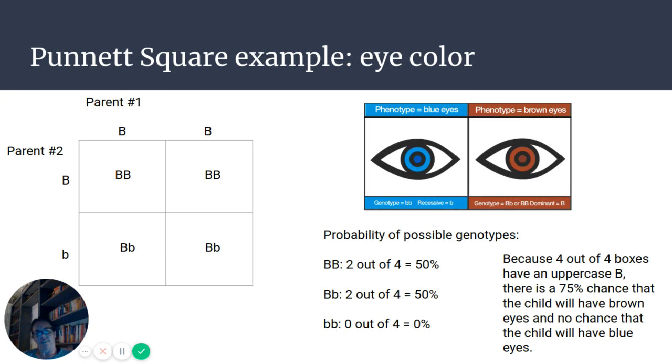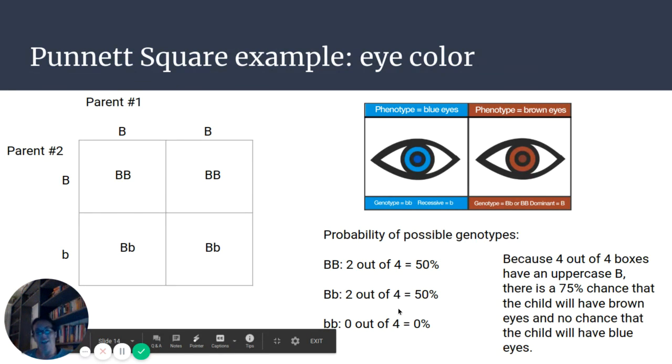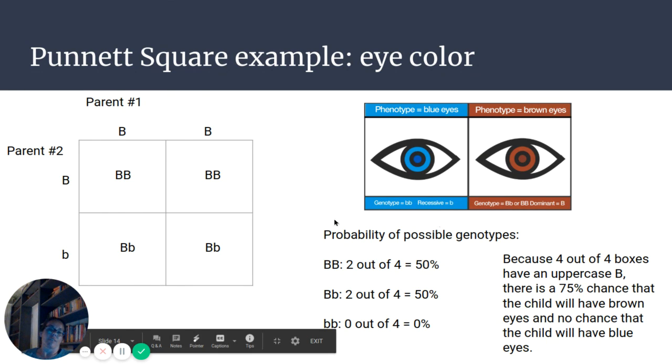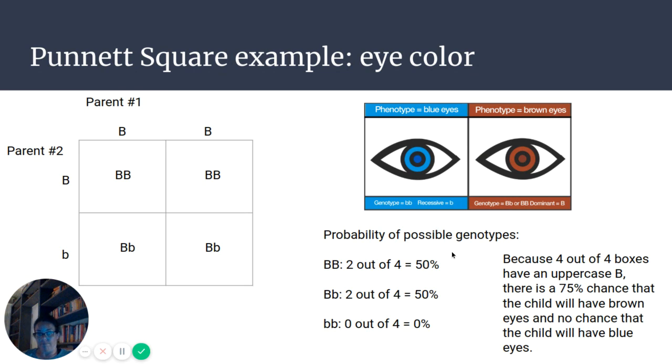Regardless, there's a 100% overall chance that the child's going to have brown eyes. There's a 0 chance that the child will have blue eyes. So no matter what, if the parents have these genotypes, the child's eyes are going to be brown, no matter what. Make sense? I don't know.